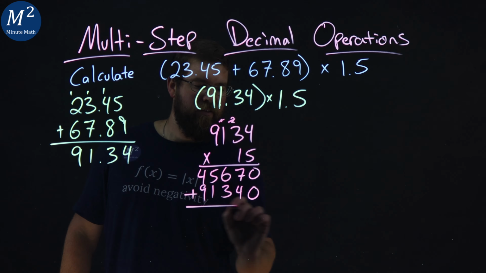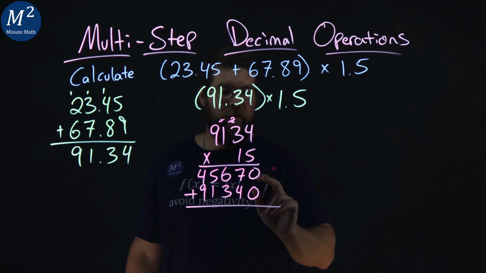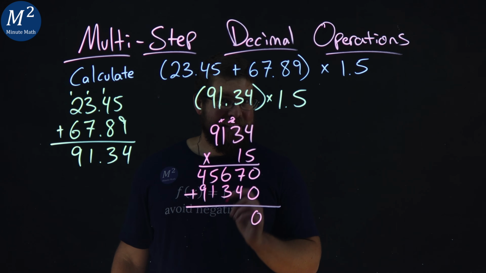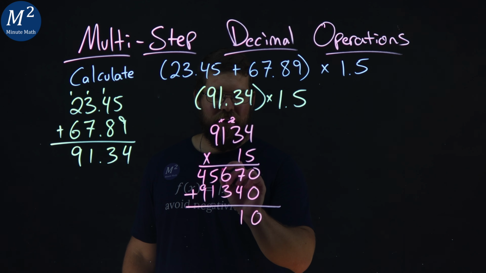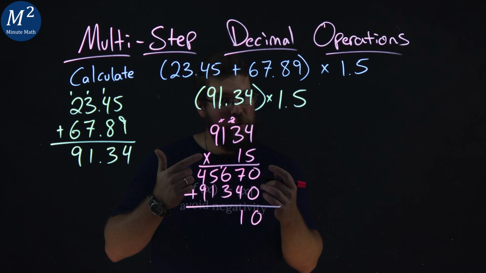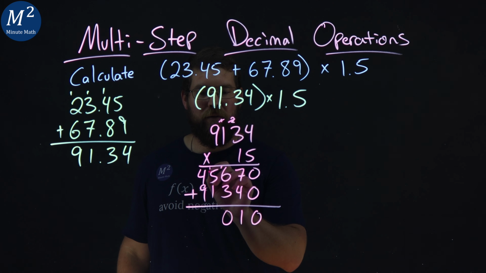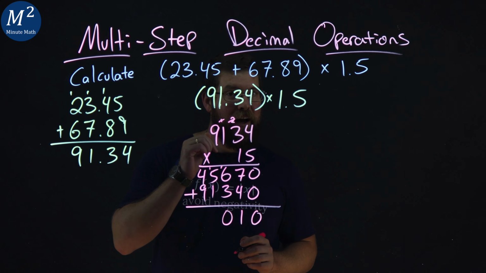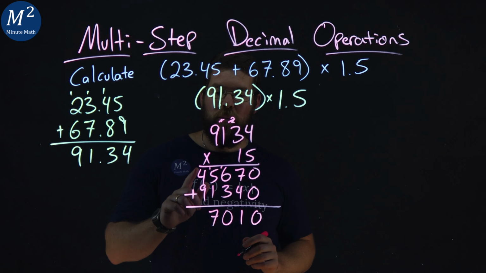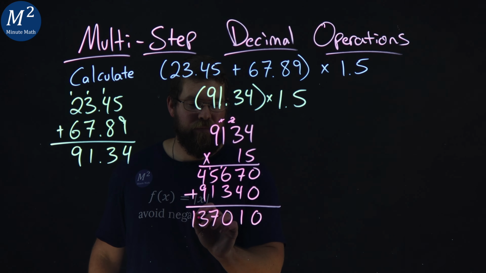We now want to add these two numbers up. 0 and 0 give me a 0. 7 plus 4 is a 11. 1, carry the 1. 1 plus 6 is 7, plus 3 is 10. 0, carry the 1. 1 plus 5 is 6, plus 1 is a 7. And 4 plus 9 is a 13.